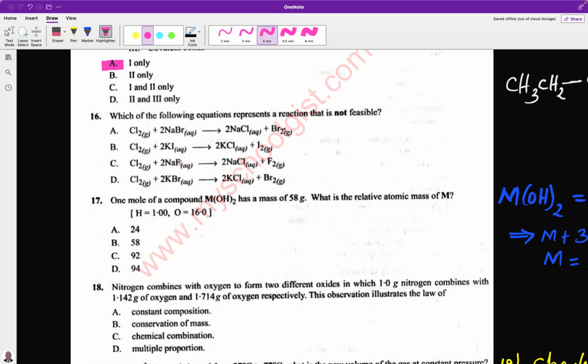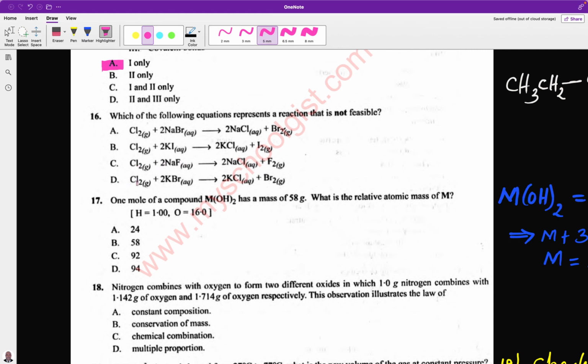Fluorine is more reactive than chlorine. Fluorine is higher up in the periodic table, in the group of halogens. Fluorine is higher up than chlorine. Fluorine is more reactive than chlorine. For that purpose, chlorine cannot displace fluorine, and this reaction cannot work because chlorine is less reactive and fluorine is more reactive. So chlorine cannot displace fluorine.